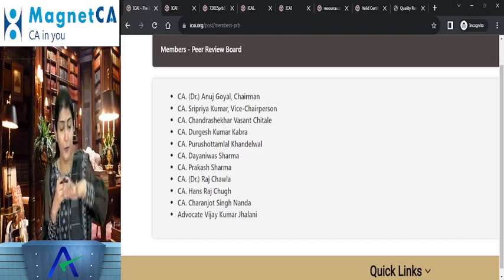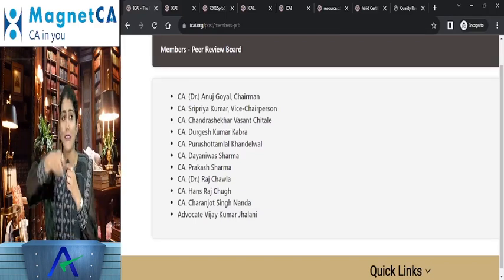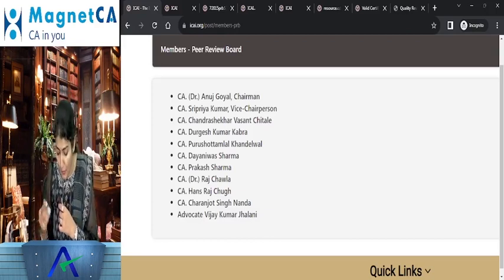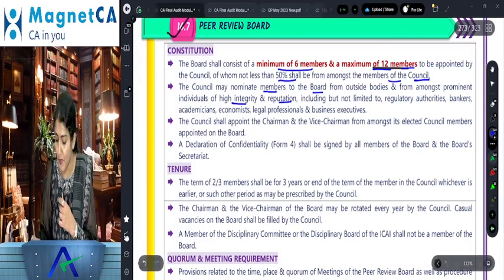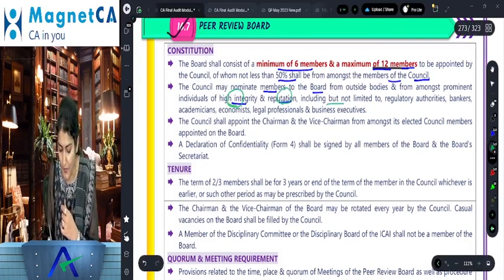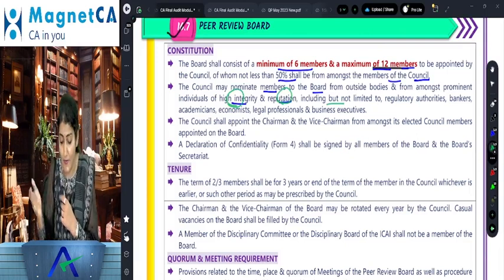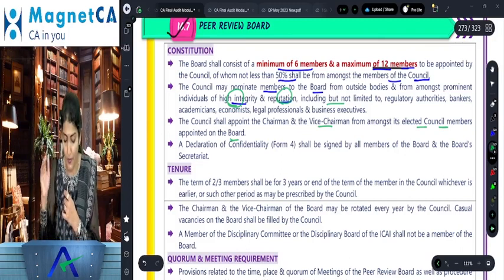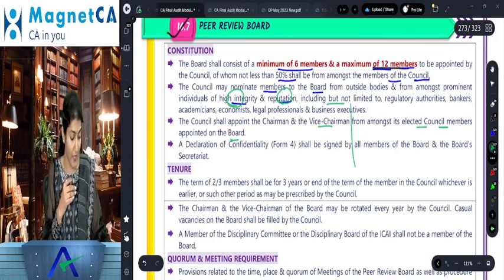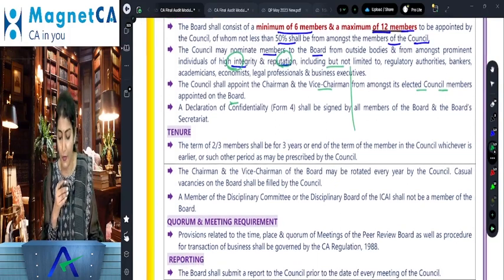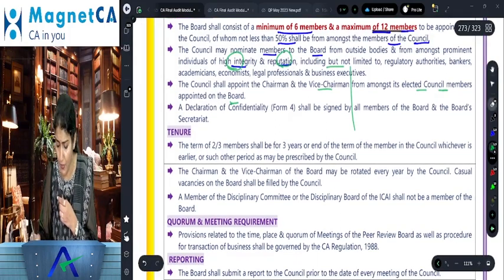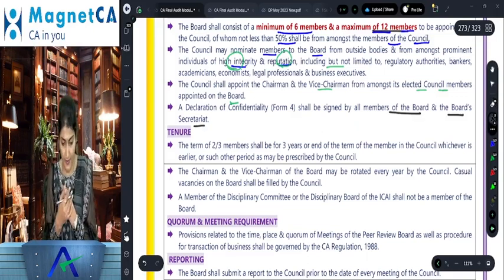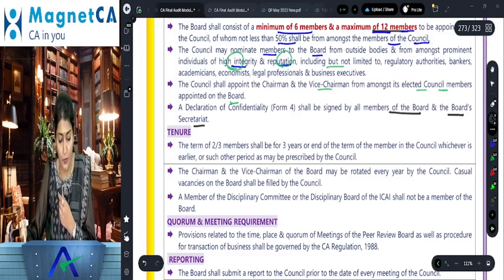32 elected by the members from amongst themselves and 8 nominated by the central government. Right, so what does it say? At least 50% of the members on the board should be council members, and individuals of high integrity and reputation may also be included in the board. Then the chairperson and vice chairperson have to be elected by the council members appointed on the board, and a declaration of confidentiality has to be signed by all members of the board and the board secretariat. Right, so what do you say, constitution of the peer review board?